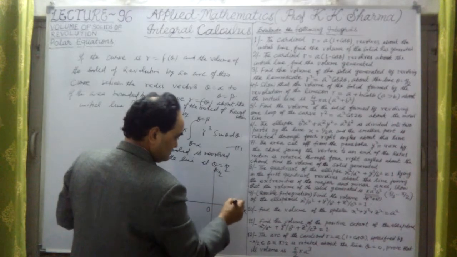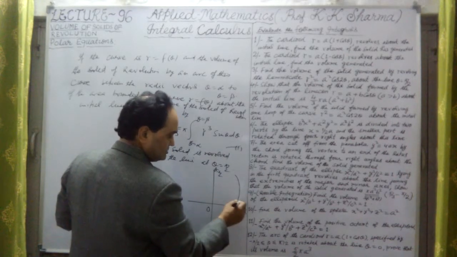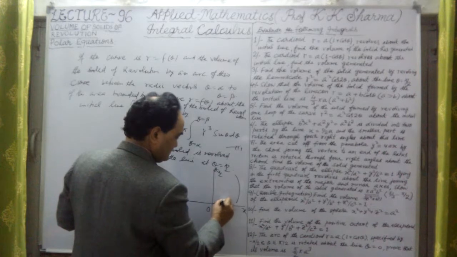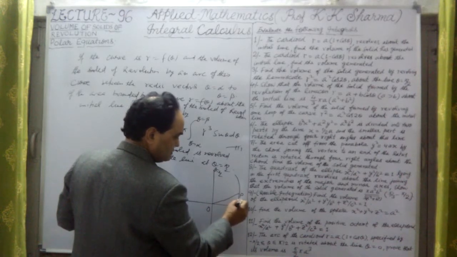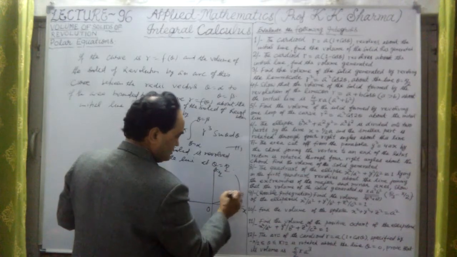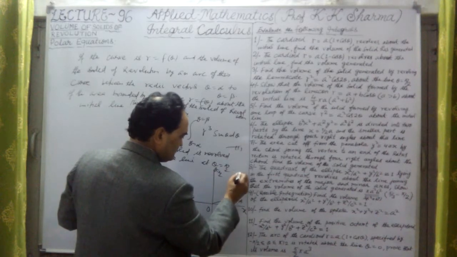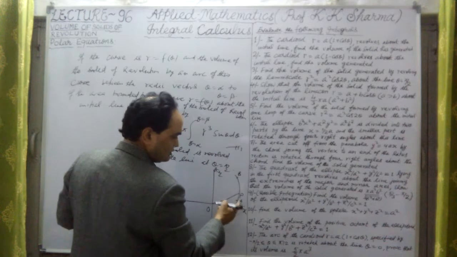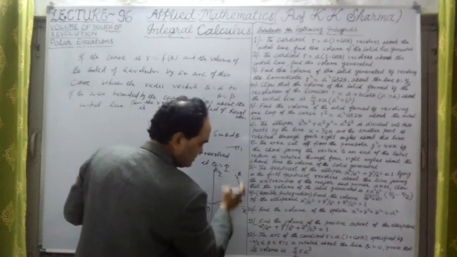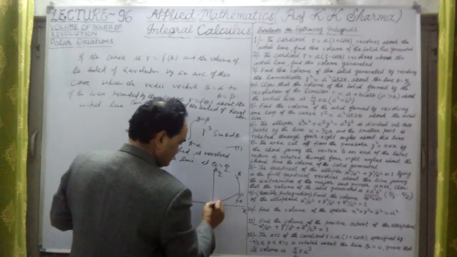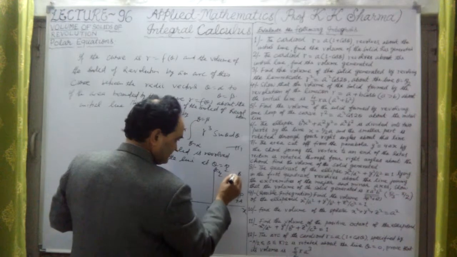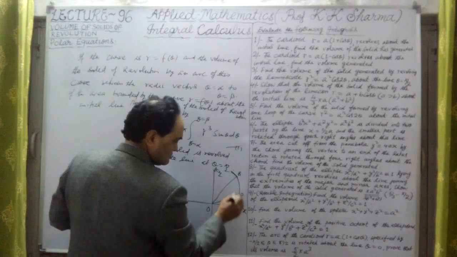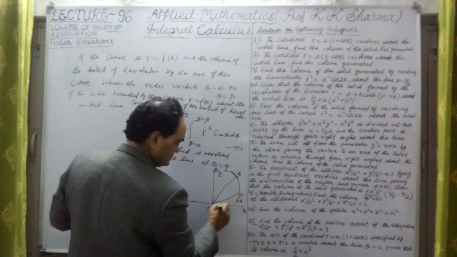And suppose this is the arc here. I have taken this arc, this is point P, or this is point A here, and this PQ we will take. This is point B here, so arc APB, or arc AB. And if I join them, this arc AB of the curve r equal to f(theta), this is point A.